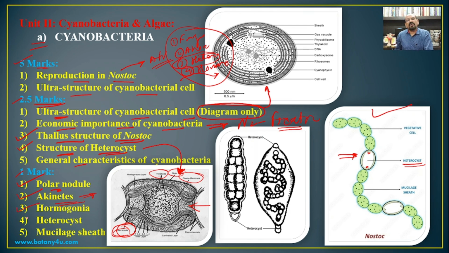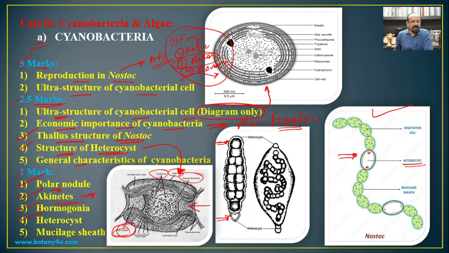Then Hormogonia is a structure or segment of the Nostoc filament, in which there are two heterocysts at both sides, and the rest of the vegetative cells are present in it, which are provided with a mucilaginous sheath. Again, the Hormogonia are involved in the process of reproduction.